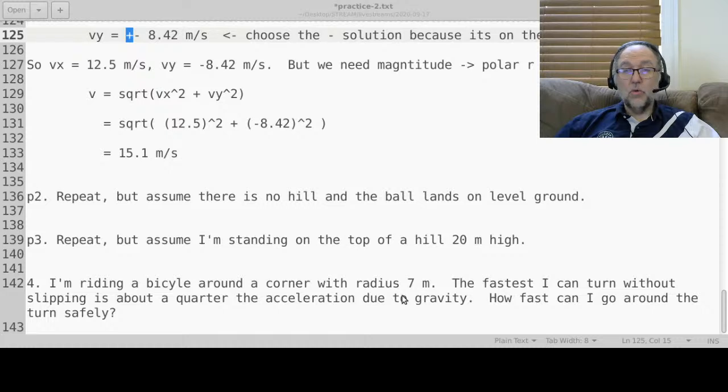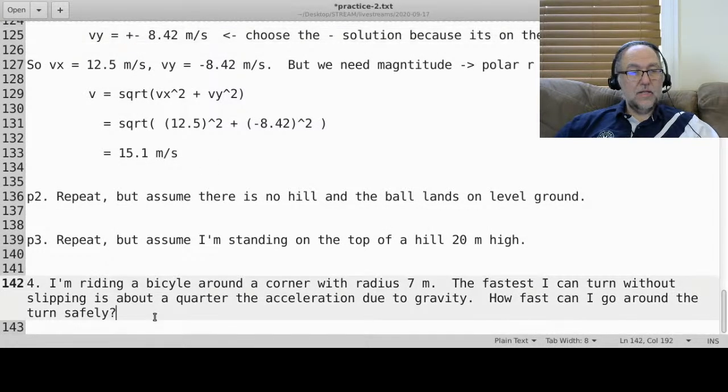I'm riding a bicycle around a corner with a radius of 7 meters. The fastest I can turn without slipping is about a quarter of the acceleration due to gravity. So if I go around the corner too fast, my centripetal acceleration will be more than a quarter of a g, and if that's the case, I'm in danger of slipping. So I want to stay at or below a quarter of a g. The question is, how fast can I go around the turn safely? Whenever you see how fast, that's basically asking for the velocity. All right, so let's do that one.